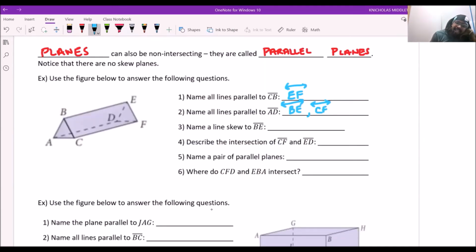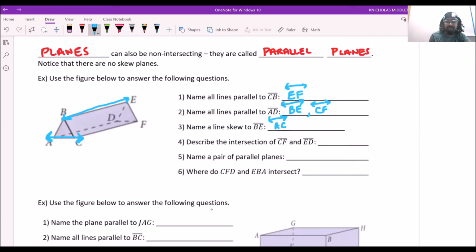Number 3 says name a line skewed to BE. So again, it says a line. We don't have to name all the lines that are skewed to BE. But as we look at BE, goes up here, we're looking at a line that does not intersect with it, but it doesn't share a plane. So an example here would be AC. Again, as we draw this, it's kind of easy visually that, hey, they're not going the same direction. They must not meet just because they aren't on the same plane. So AC is an example. It's not the only example. I'm sure you could name others, such as DF. Is that it? That's the only one. Okay.